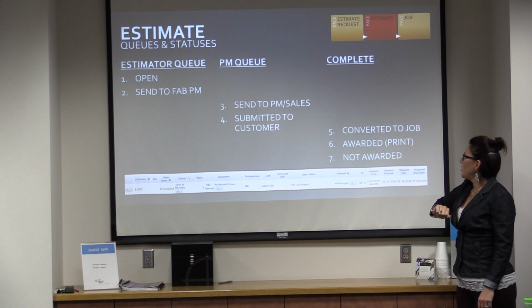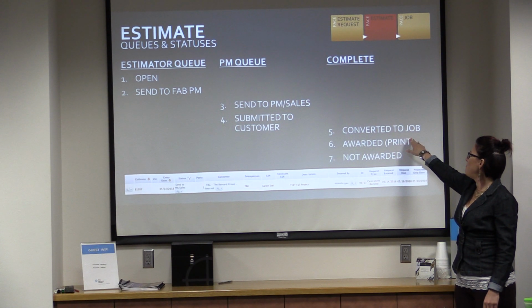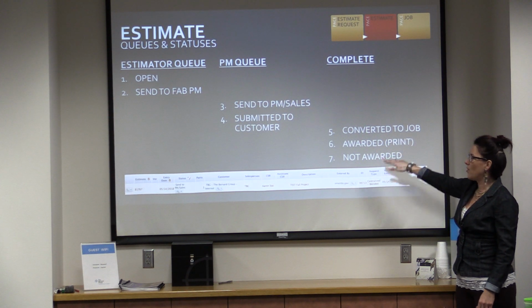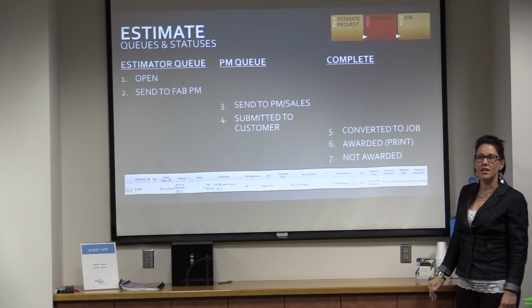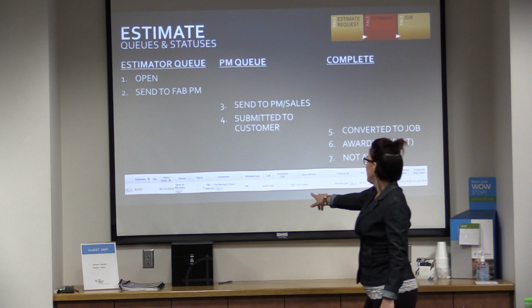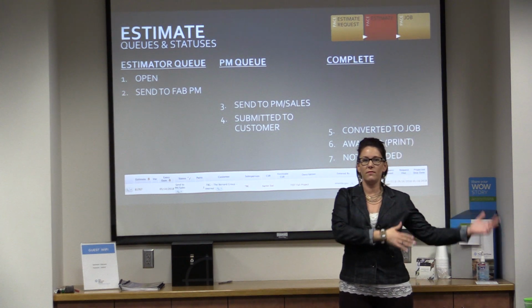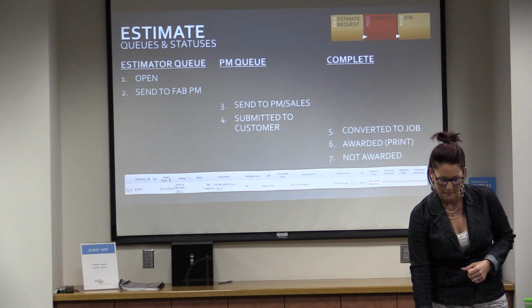Once the customer says, yep, we're good to go, you're going to convert non-print to a job. Or if it is print, you're going to change the status to awarded and enter your Clattery job. Or if they said not this time, you're going to change it to not awarded. And then again, here's your queue. You'll see the description follows all the way along. So information's flowing beginning to end. You don't have to re-enter information every single time.